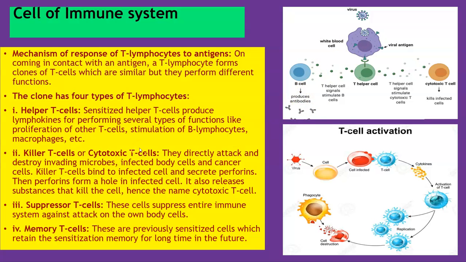virus or bacteria. Then we have the suppressor T cells. These cells suppress the entire immune system against the attack on the own body cells. So the function of this cells is to prevent these T cells from attacking their own body cells. And finally, memory T cells. These are previously sensitized cells, so their work is to retain the memory of this encounter with the foreign disease causing organism or the antigen, and they retain a memory for a longer time in future.